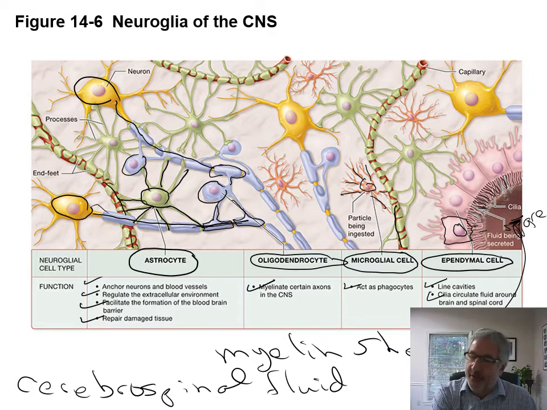So the ependymal cells are important for lining the cavities that are in the brain. We're going to see the brain and spinal cord later on in the next section. So, next week. Next slide.